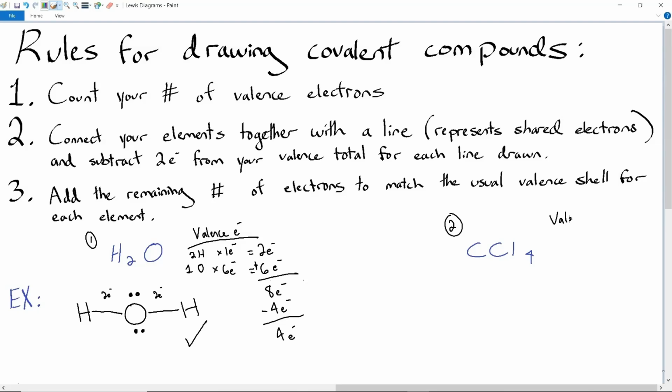Let's count our valence electrons. One carbon will give me 4, and 4 chlorines should give me quite a few because they each have 7. So that's going to be 28 electrons. Add them up. I've got 32. Now, same deal here. I need to pick the central atom, and in this case it's going to be carbon with chlorine attached around it.